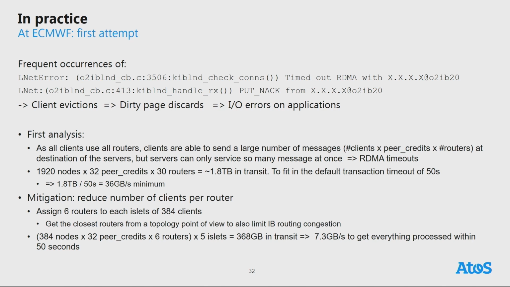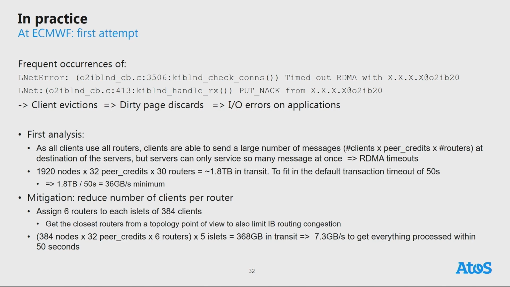So the first mitigation that we put in place was to reduce this by assigning 6 routers at most for each client. We did this by saying, okay, we have 5 islets per cluster. Each islet is 384 clients, and we dedicate 6 routers to that set of clients. That means that we reduced by 5 the quantity of data that can be in transit at any one time. And it means we reduce the performance that we need to reach to get everything passed in the 50 seconds window.